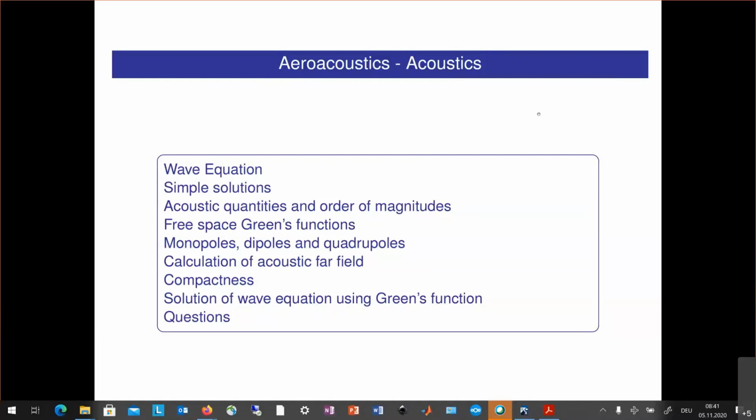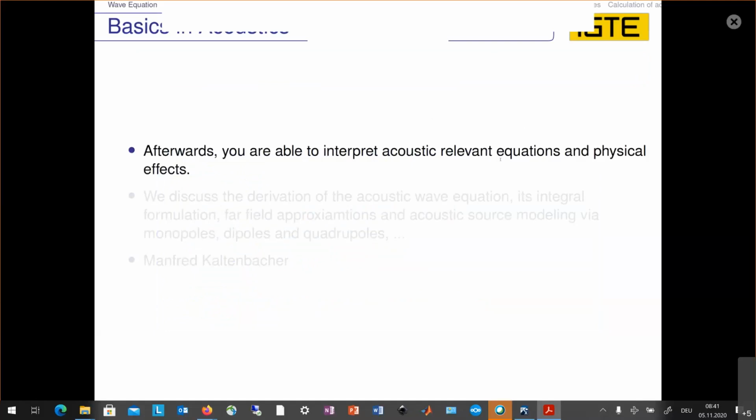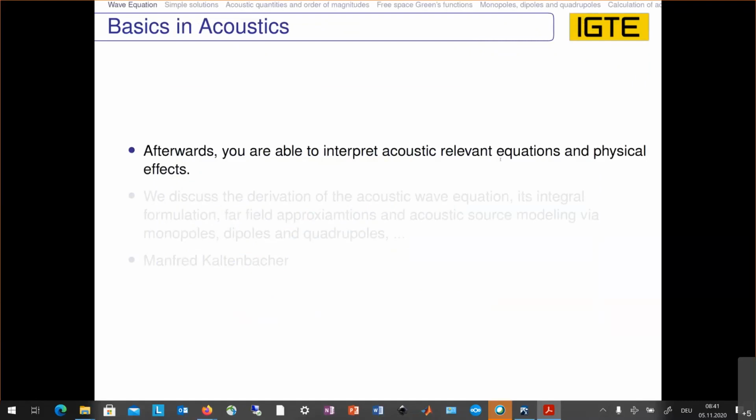Okay, so we will discuss today the acoustic part of an overall compressible flow. As you know, wave propagation in a fluid needs a compressible medium. So afterwards, I hope that you understand some details concerning the wave equation. We already had a discussion at the beginning, and I see that you already have some nice pre-knowledge of acoustics.